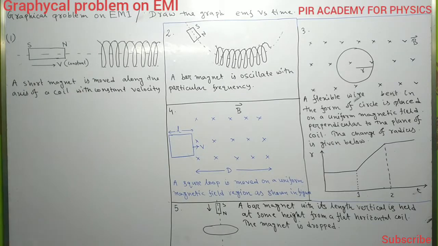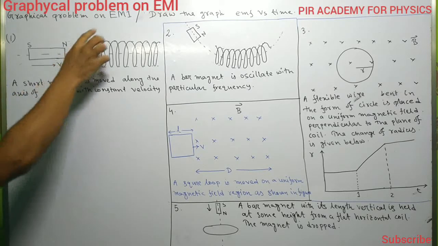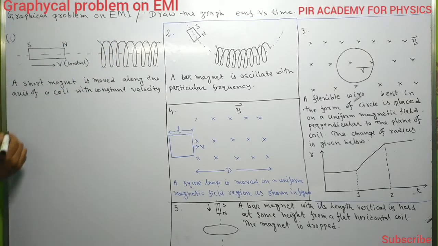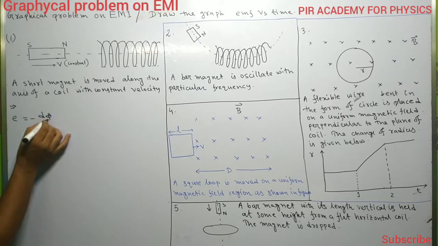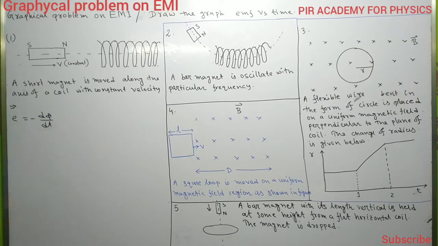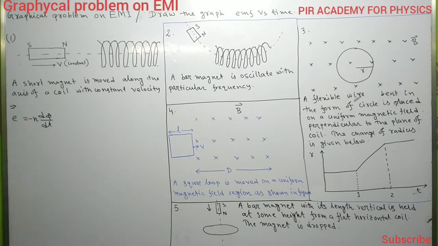Now start. Number 1. According to Faraday's law of electromagnetic induction, you can write induced EMF E equals minus d phi by dt. That means the change of magnetic flux. That means here it is minus N d phi by dt, where N is the number of turns.